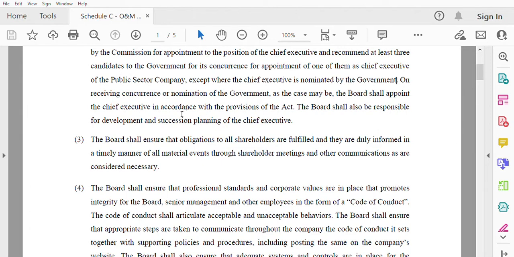One important aspect is that the board also has to ensure succession planning of the chief executive. So this is an important point to remember.